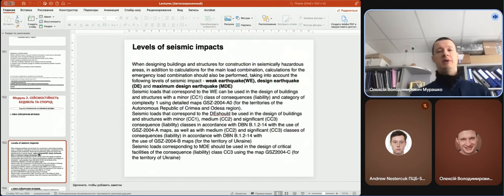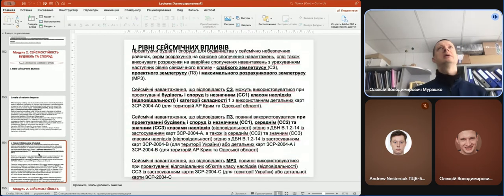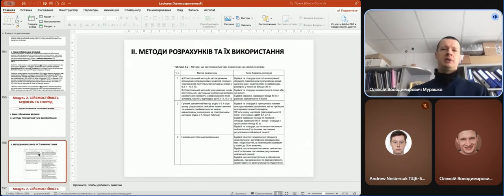We have discussed also three levels of impacts for which we have to design and which we have to take into account when we are calculating our buildings. So it's weak earthquake, design earthquake, and maximum design earthquake. And it corresponds with international building codes requirements to make calculation on the immediate occupancy level, so it's the weak earthquake. Next, it's the life safety level of consequences, which is the design earthquake, and collapse prevention, or maximum design earthquake, according to Ukrainian building codes.